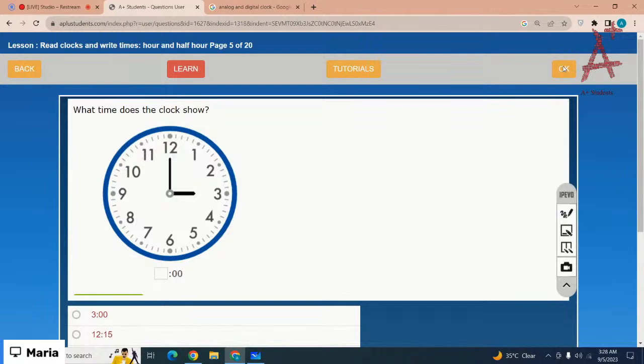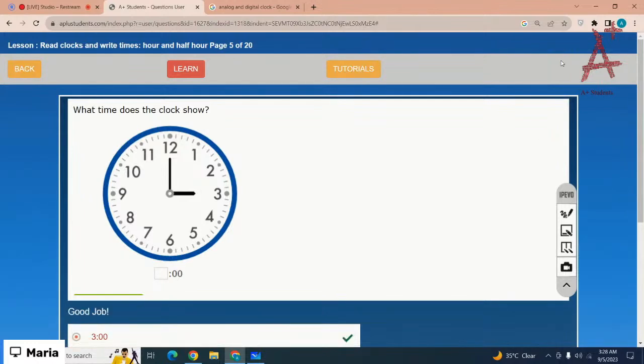What time does the clock show? So which is the correct option? Just look at the hour hand. The shorter one is the hour hand, right? It points to 3 o'clock. If you already know the answers, you can write down the answers in the chat box.